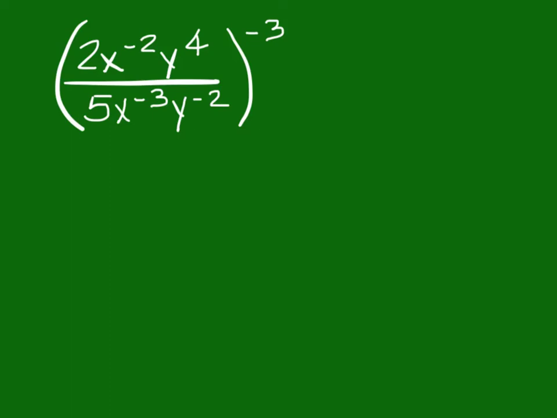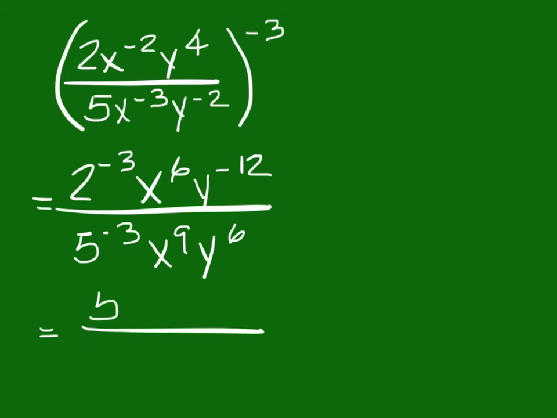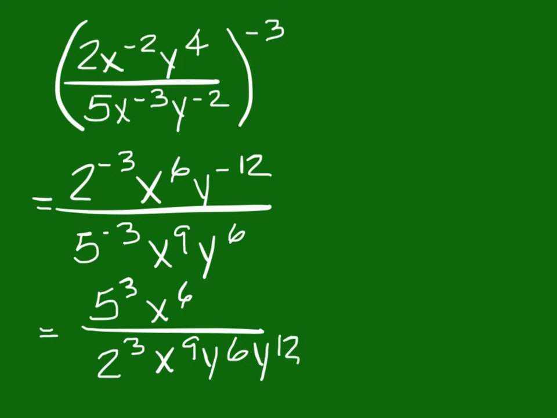Start off by multiplying through by the -3 exponent to get 2 to the -3rd, x to the 6th, y to the -12th, over 5 to the -3rd, x to the 9th, y to the 6th, and move stuff around as needed. You're going to have your 5 to the 3rd going to the top and 2 to the -3rd going to the bottom, becoming positive. And then with your x's, they can stay. But you have a y to the 6th that stays on the bottom and a y to the 12th that goes with it from the top.